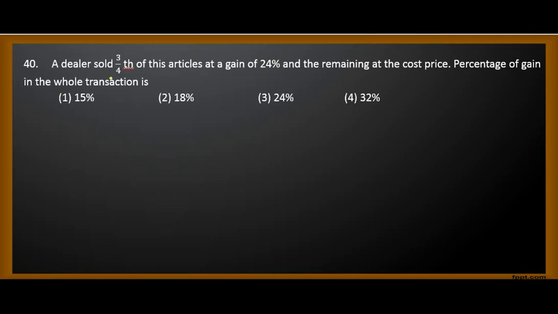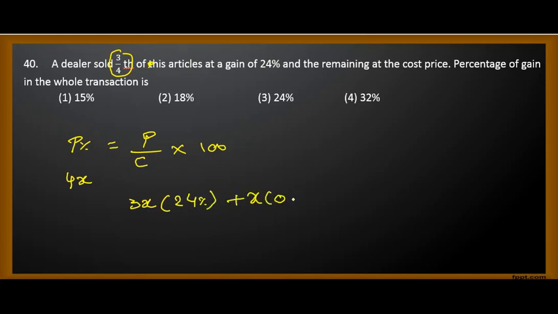Now a dealer sold 3/4 of his articles at a gain of 24% and the remaining at the cost price. The percentage of gain in the whole transaction is profit percentage equivalent to profit by cost price into 100. Now what is the number given? 3/4. So I will assume the total value be 4x. 3/4 is how much? 3x. 3/4 of 4x is nothing but 3x, were sold at a profit of 24%. This is the profit on the first 3x items. The remaining x items were sold neither profit nor loss, so 0%.